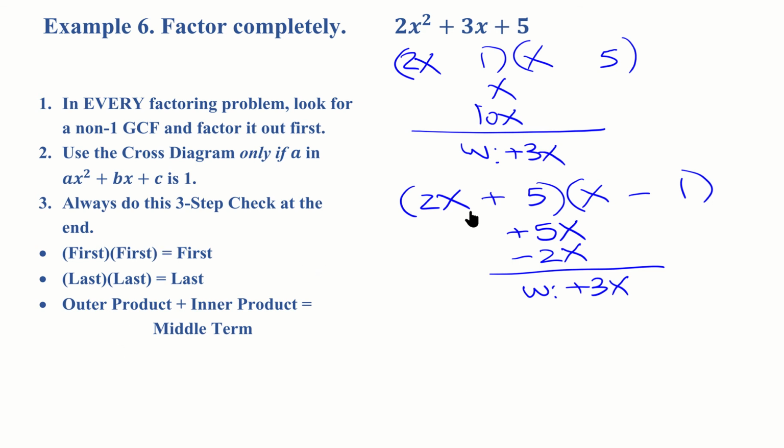Because if you do that, you'll realize first times first is first. But last times last is not last. So this kind of looked like it was going to work, but it didn't. And notice 1 here, 5 here, or 5 here, 1 here are the only possibilities, right? We've basically exhausted all possibilities and none of them worked. This is one of those polynomials which is not factorable.